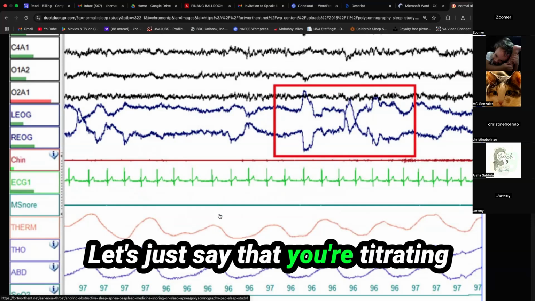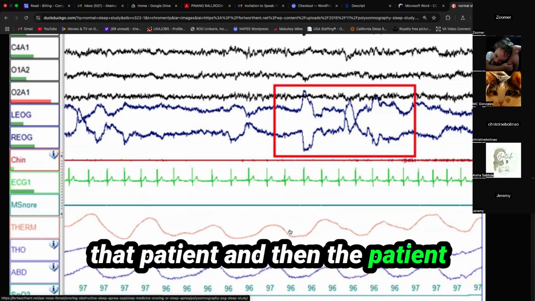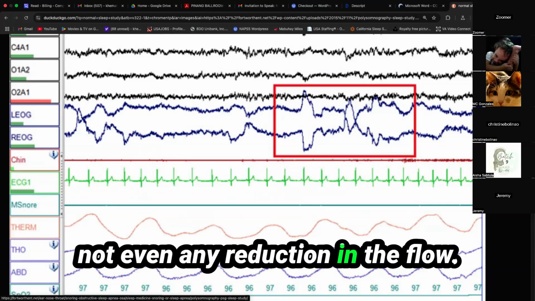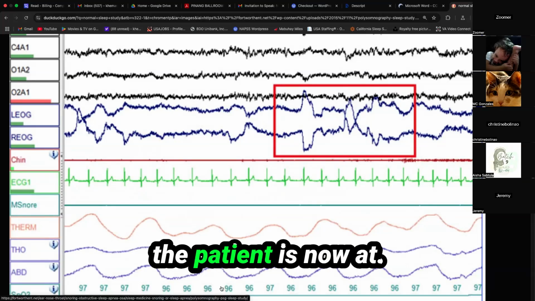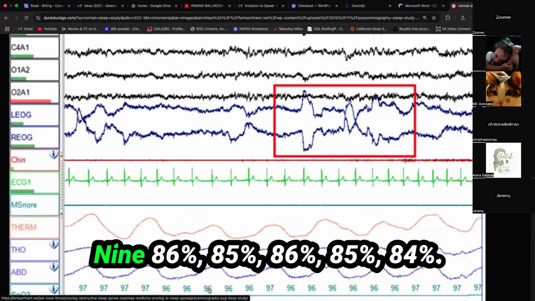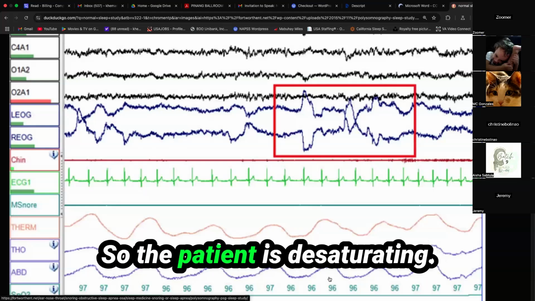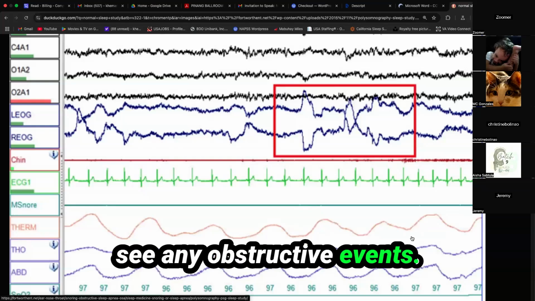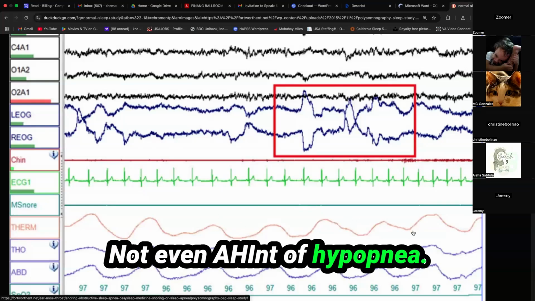Let's just say that you're titrating that patient, and then the patient doesn't have any more events and not even any reduction in the flow, but you start to see that the patient is now at 86%, 85%, 86%, 85%, 84%. So the patient is desaturating. However, you don't really see any obstructive events, not even a hint of hypopnea.